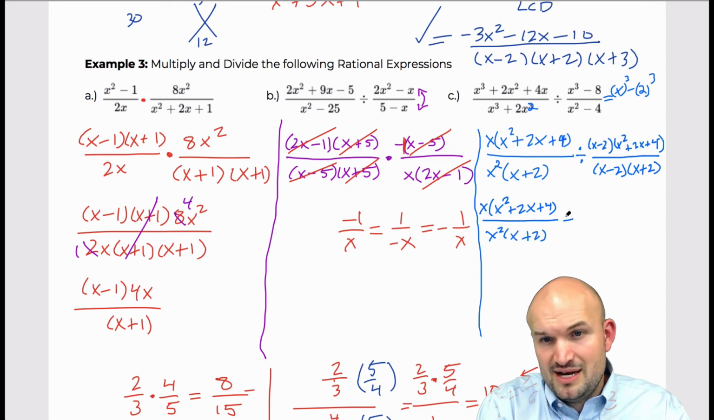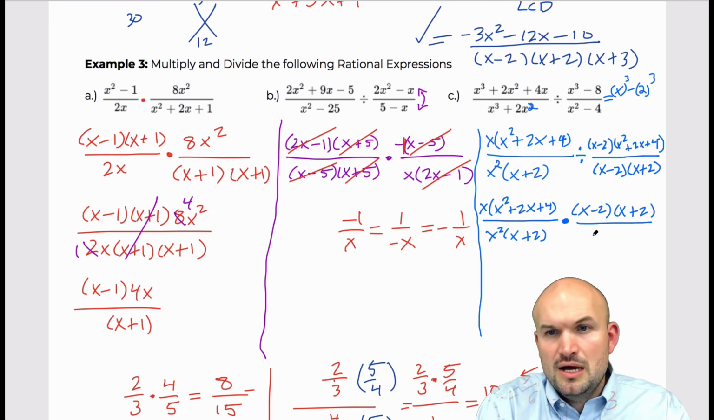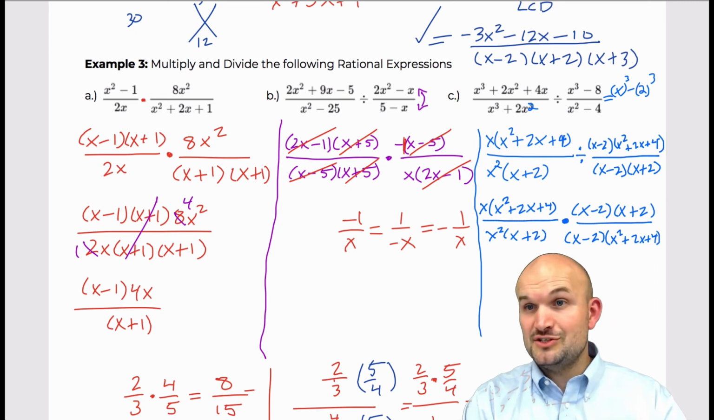And that's going to be divided by, I'm sorry, not divided. We're changing this to a product, right? Times, now we're flipping these. So this is going to be an x minus 2 times an x plus 2 all over a x minus 2 times a x squared plus 2x plus 4. And now it comes into the simplifying party.